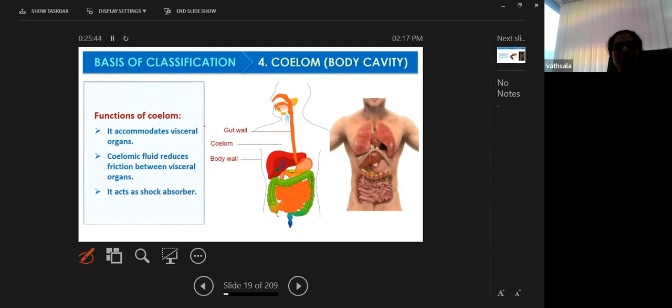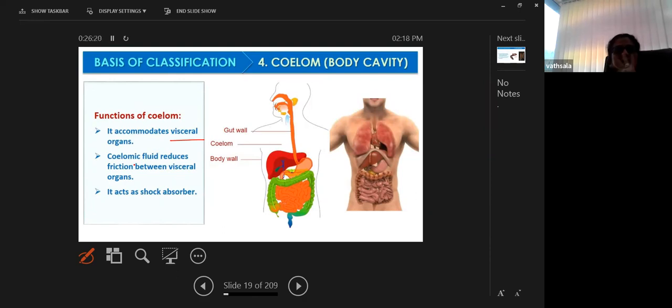They accommodate visceral organs. What do you mean by viscera? Viscera means internal organs. Viscera is a medical word. They accommodate all the internal organs. Because of the coelomic fluid, you have understood all about fluid, in your previous year's life processes. Pleural fluid, pericardial fluid, cerebrospinal fluid. What are their functions? They give lubrication, apart from that, shock absorption.